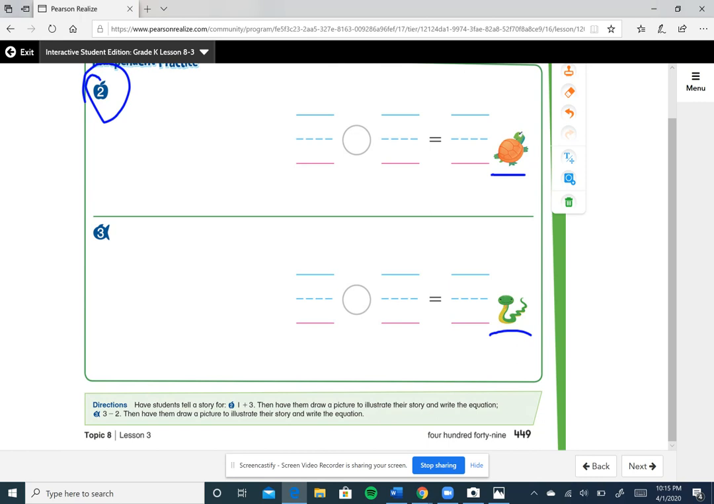So the first story says 1 plus 3. Now you need to tell me a story about 1 plus 3 that are turtles. So we have 1 turtle, and then 3 more. Remember, we're adding, so we're joining together. So we have a group of 1 turtle, and then a group of 3 more turtles come and join them. And how many do we have all together? 1, 2, 3, 4.